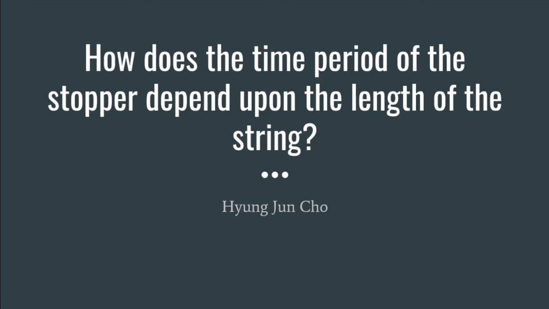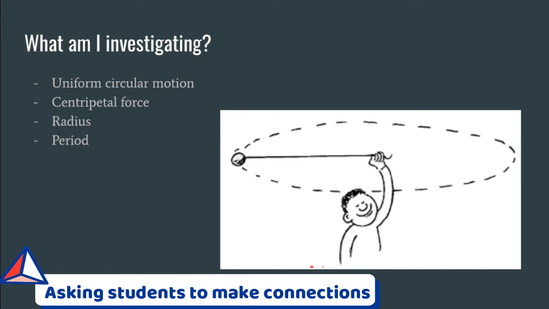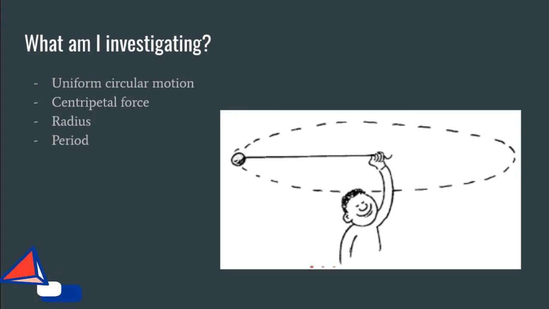Hi, my name is Jun, and this is the visualization of a physics experiment on the research question: how does the time period of the stopper depend upon the length of the string? So first of all, what am I investigating? In this experiment, I am investigating circular motion. As its name suggests, uniform circular motion refers to a circular motion at a constant speed.